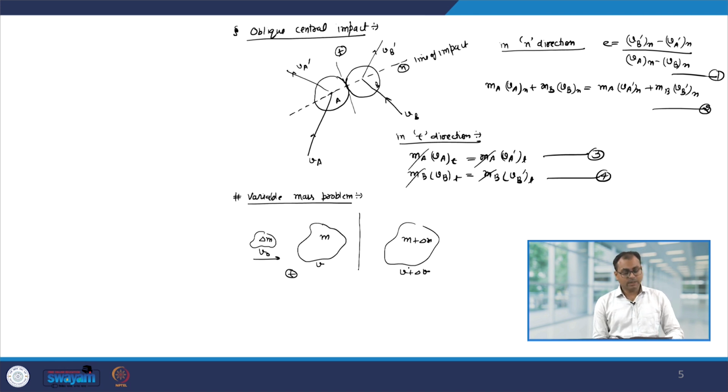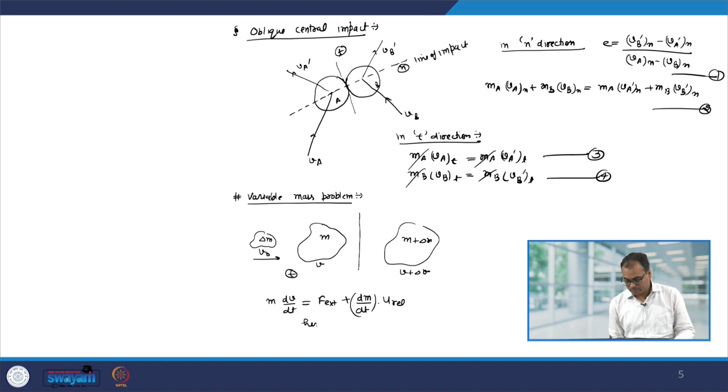Then we use the impulse momentum relation to find the equation for the variable mass problem, and it was m dv by dt equal to F external plus dm by dt times u rel, where u rel was v naught minus v, or the velocity of the smaller mass minus the velocity of the bigger mass.